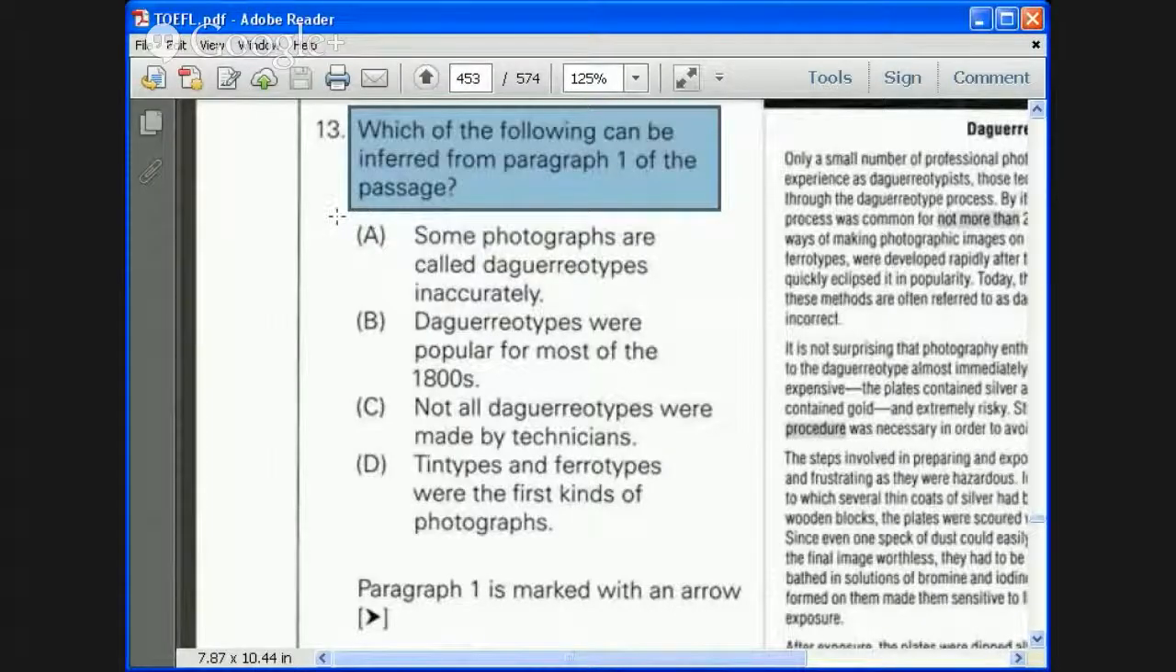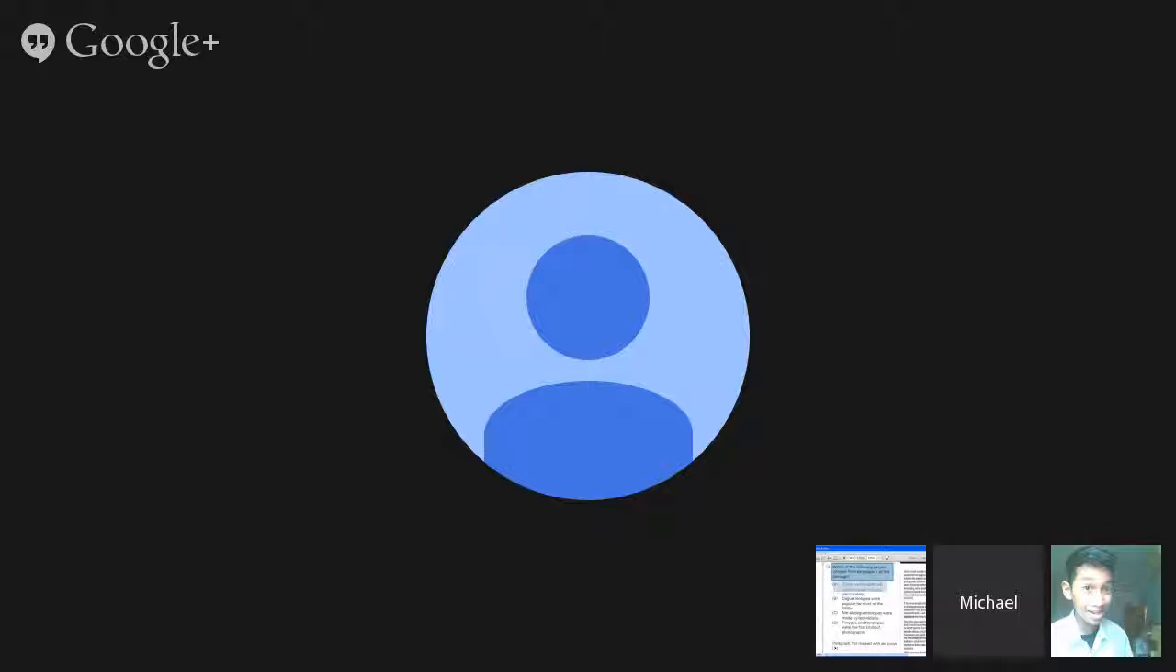Some photographs are called daguerreotypes inaccurately. Daguerreotypes were popular for most of... Not all daguerreotypes were made by technicians. Tintypes and ferrotypes were the first kind of photographs. So there are like 3 times we see daguerreotypes. So I presume this word must be in this passage. So I choose from A, B, C. Next, some photographs are called daguerreotypes inaccurately. Not all daguerreotypes were made by technicians.